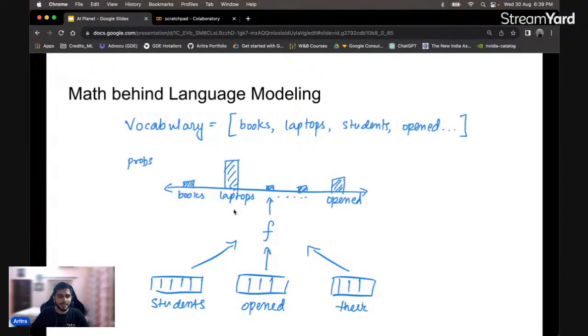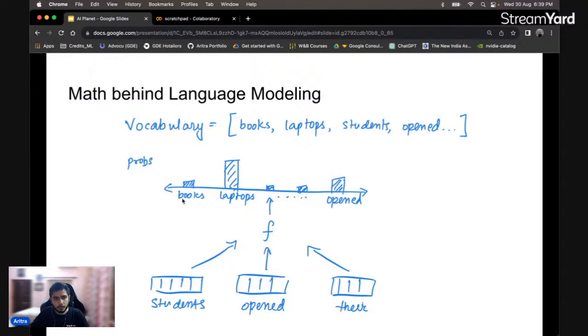A little hand wavy on where we are at. Think about "students opened there", and you put all of this in a function, and we'll call this the prefix for the rest of the session. Prefix is something which comes before what I want to predict. So the prefix, and I want to predict a word or a token, which is, say, books. "Students opened there" is a set of words, that is a prefix, that goes into a function f. We'll come to what f is a little later.